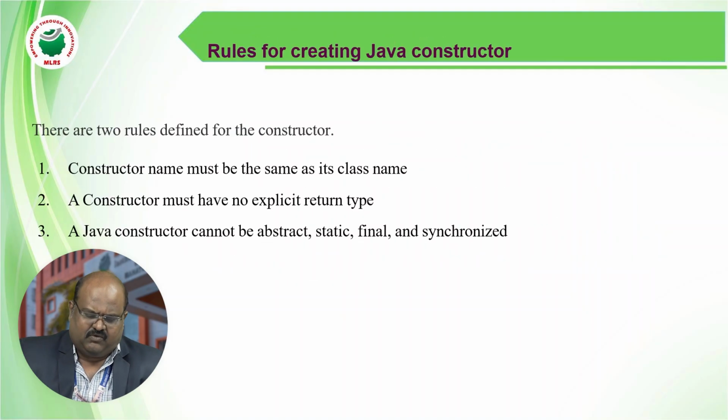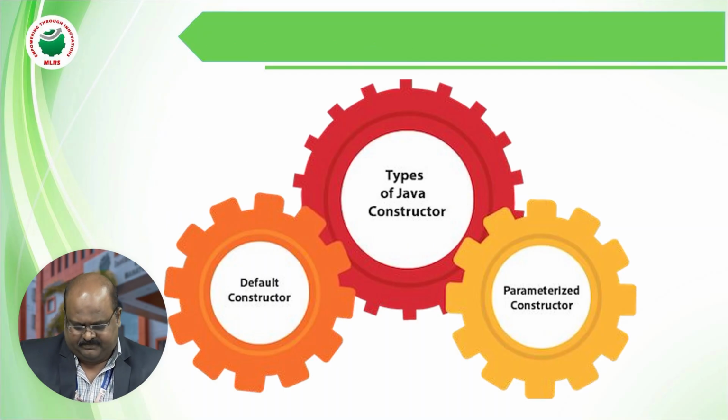Basically, here we are going to see the rules that we need to follow whenever we define a constructor. We need to declare the constructor with the same name as the class name. A constructor must never have any return type. We never declare a constructor with any return type. And a constructor can never be declared static, final, or synchronized. Coming to types of constructors, there are two we need to see: a default constructor and a parameterized constructor.